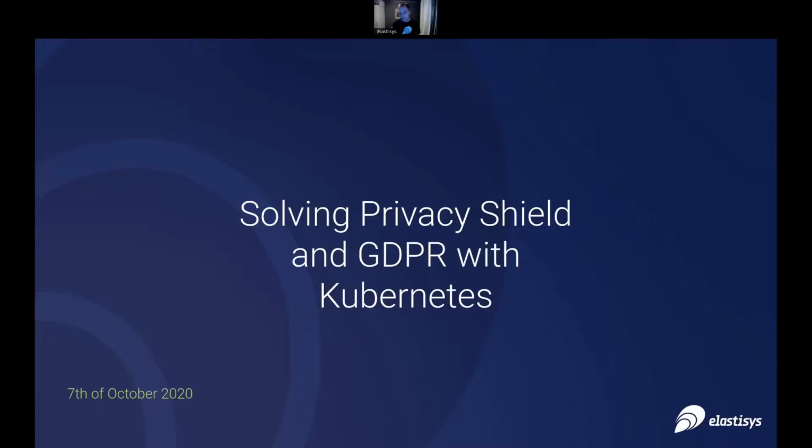Today we'll talk about this specific issue. Since this summer, the data transfer mechanism known as Privacy Shield is no longer in use between the US and EU, and we'll talk a bit about what that means with regard to GDPR for US businesses that want to do business in Europe, and vice versa, and go into how Kubernetes and cloud native technology can be an enabler for solving for GDPR.